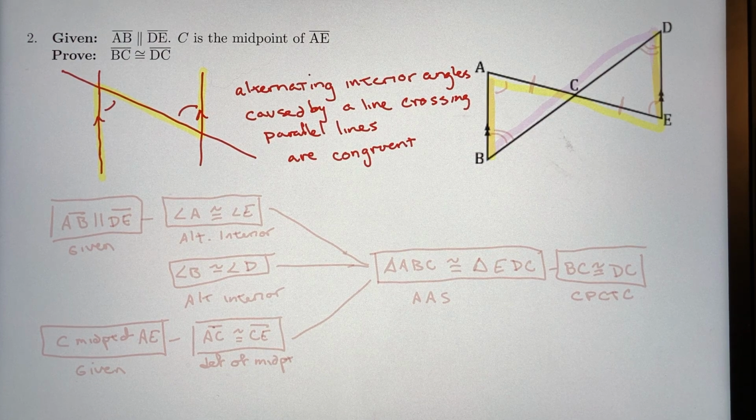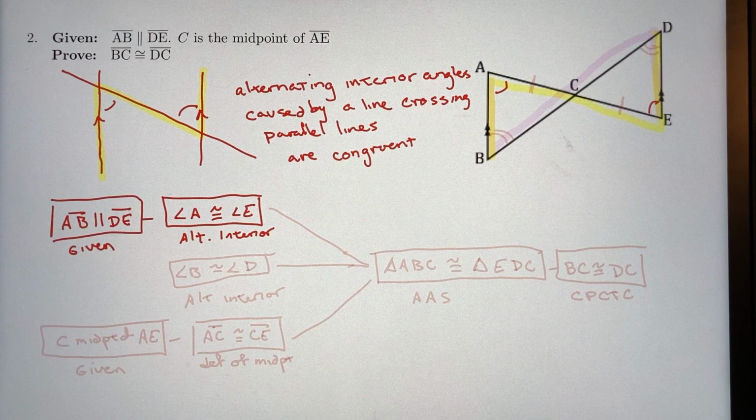So first statement, AB parallel to DE. Don't forget to write your little line segment signs down. And that's given. Okay. And so then the angle, let's see, I'll mark them in. Angle A is congruent to angle E. There's only one angle that is angle A, so I can just call it angle A. And again, that's alternating interior. And you have to say that the two lines are parallel before you can use it.